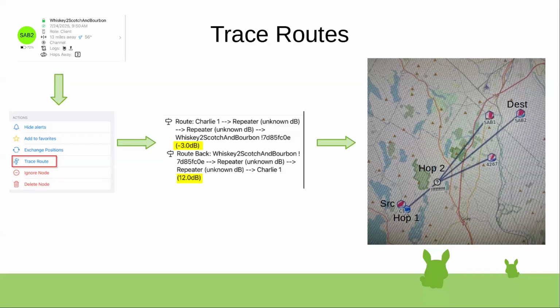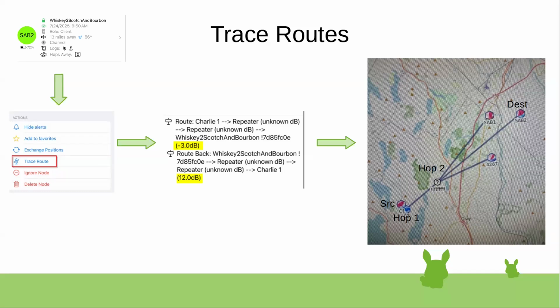But I could see it with Whiskey 2 because he was on my same channel as my sending node. So I see -3 dB between the repeater and the SAB2 guy, and on the way back it was 12. So I could hear him way better than he could hear me. And here's an example of the topology in that case.